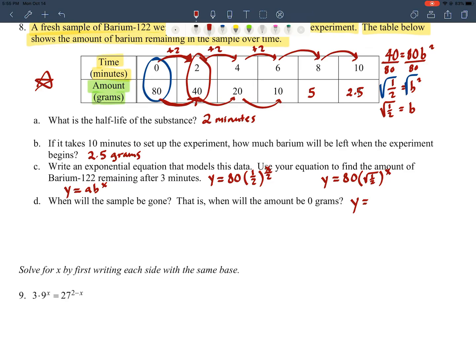Here we go. So we're going to say y is equal to 80, this is still for part C, times 1/2 to the power of 3/2. And when you plug that in and simplify it down, you should get that this will equal about 28.2842 grams. And when you look up at your table, 3 would fall somewhere in this range, so that answer would make sense. It should be somewhere between 20 and 40.